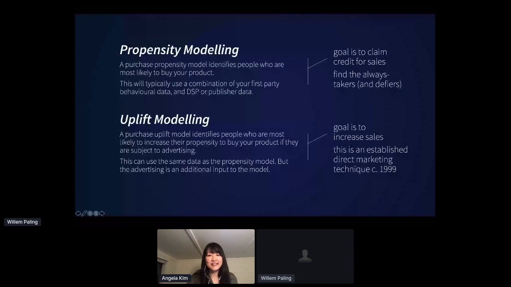So with propensity modeling, the goal is to claim credit for sales, and that's how AI machine learning has been set up in marketing to date. With uplift modeling, the goal is to increase sales. And this is a well-established direct marketing technique from back in 1999. It just kind of got lost as the internet came about.